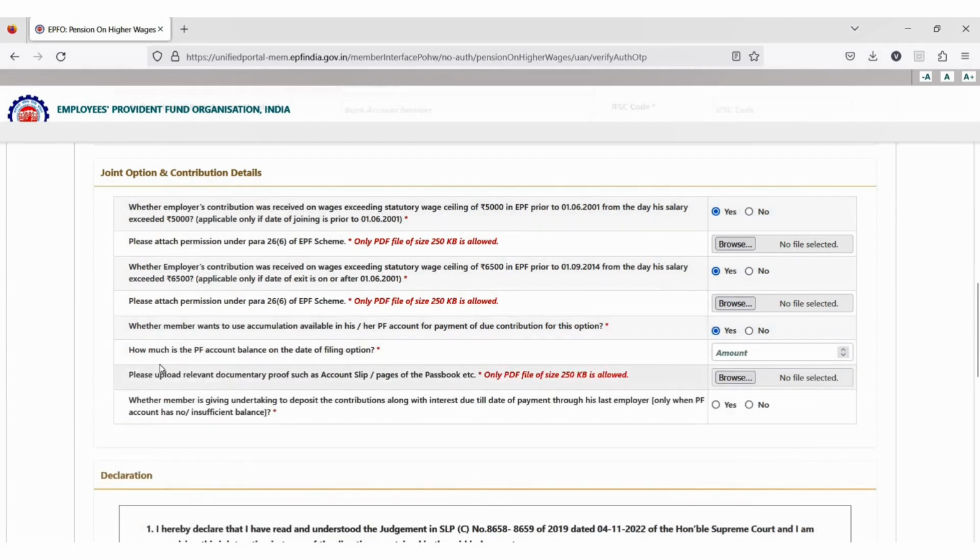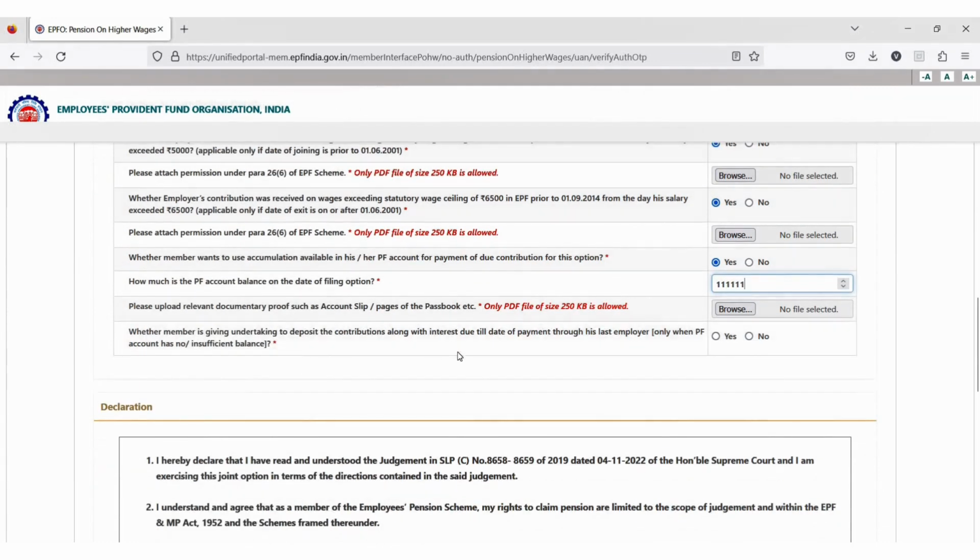The third question is whether the member wants to use the accumulation available in his PF account for payment of the due contribution. If your answer is yes, a sub-question will appear asking how much is the PF account balance as of date. Here you have to type the balance in your PF account and attach a copy of the latest PF statement as documentary proof of the said balance.